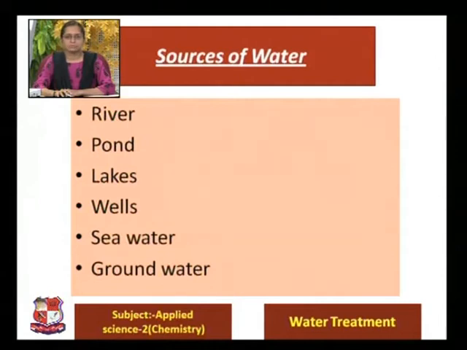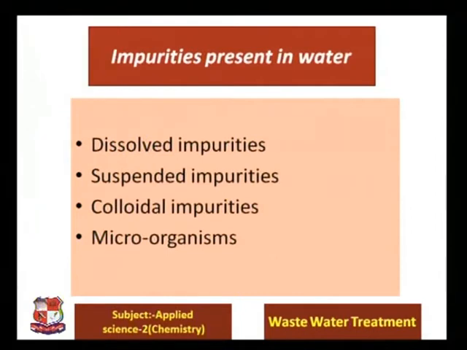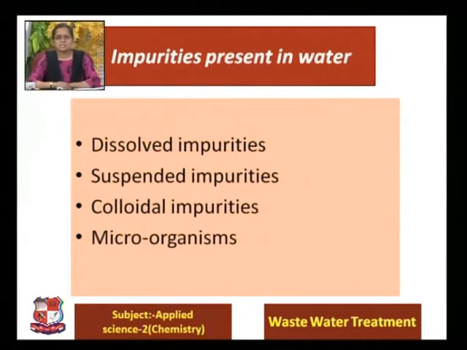Let us see what the sources of water are. River, pond, lakes, wells, seawater, ground, these are all sources of our water. Now we can see what impurities may be present in the water. There may be dissolved impurities like salts, or suspended impurities like clay particles and many more things suspended in the water. There can be colloidal impurities as well.